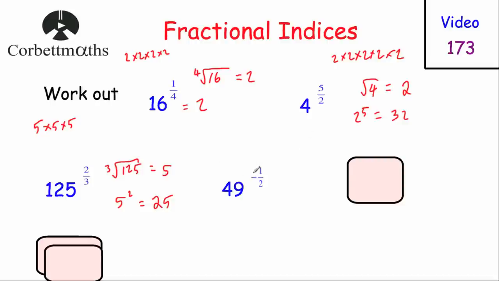Okay, now we've got our negative fractional index. So we're putting together our negative indices and our fractional indices. So we've got 49 to the power of minus a half. So first of all, because it's a negative power, we're going to write 1 over and then 49 to the positive power.